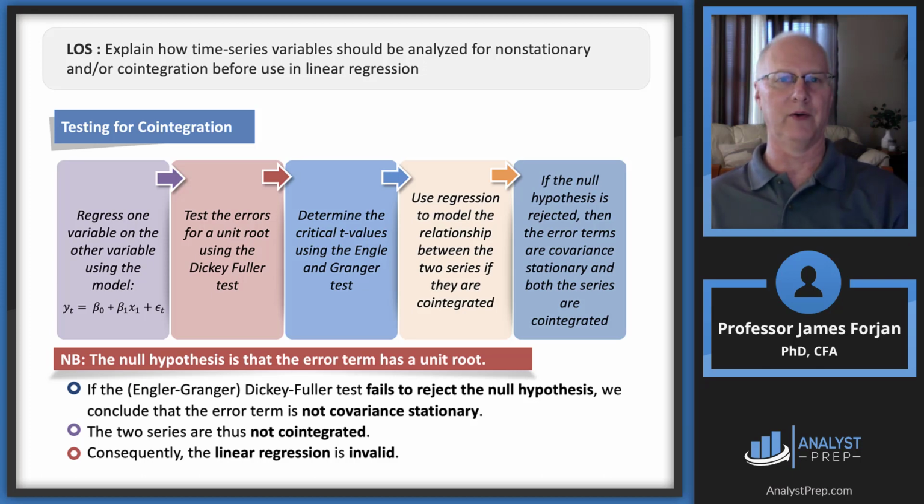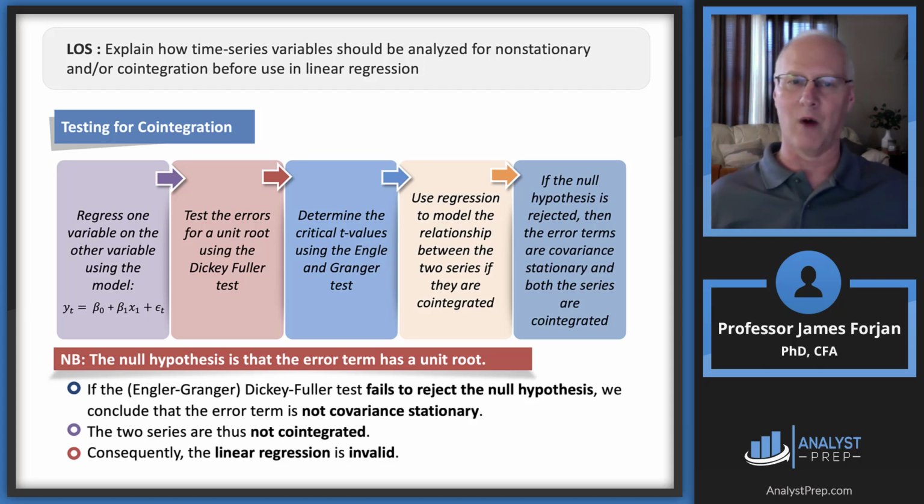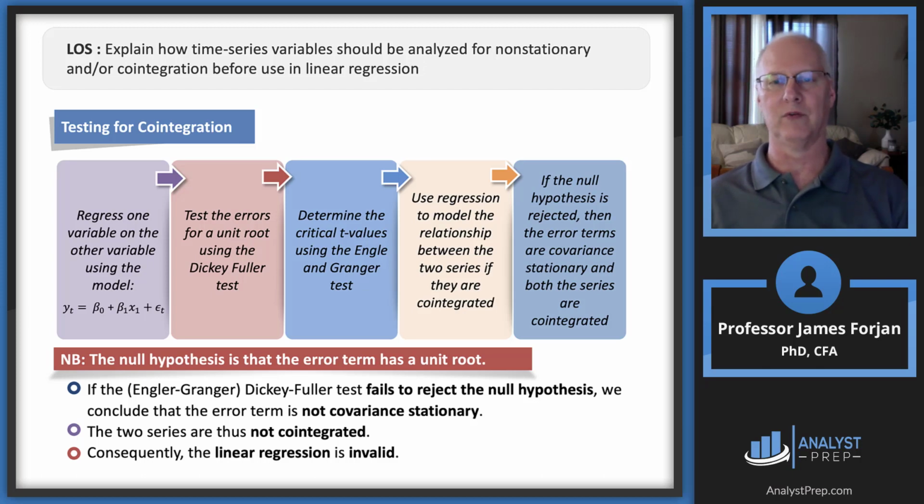So here we go. How do we explain co-integration? All right, so regress one variable on the other. Look in the purple on the left. There's our regular old AR1 model. However, the AR1 model now has two different time series. That's why there's a Yt on the left-hand side of the equal sign, right? So test the errors for unit roots using the Dickey-Fuller test, determine critical values, use the regression model to test the relationship between the two time series to see if they're co-integrated, and then make some conclusions.